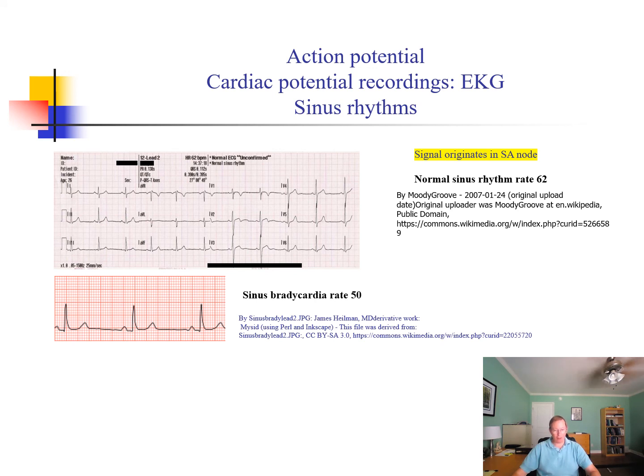Now I can't slow it any slower than when the backup pacemaker in the bundle of His fires, because if a signal does not come through fast enough, through the AV node, then those backup pacemakers will fire. So again, sinus rhythms always originate in the SA node and have a PQRS.